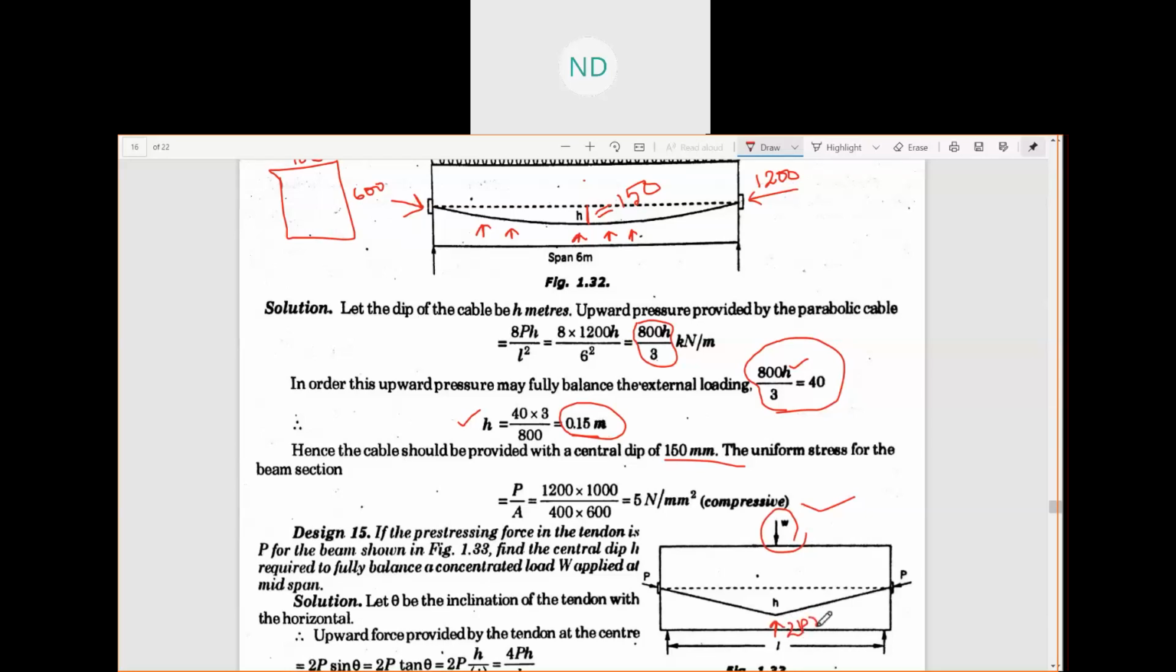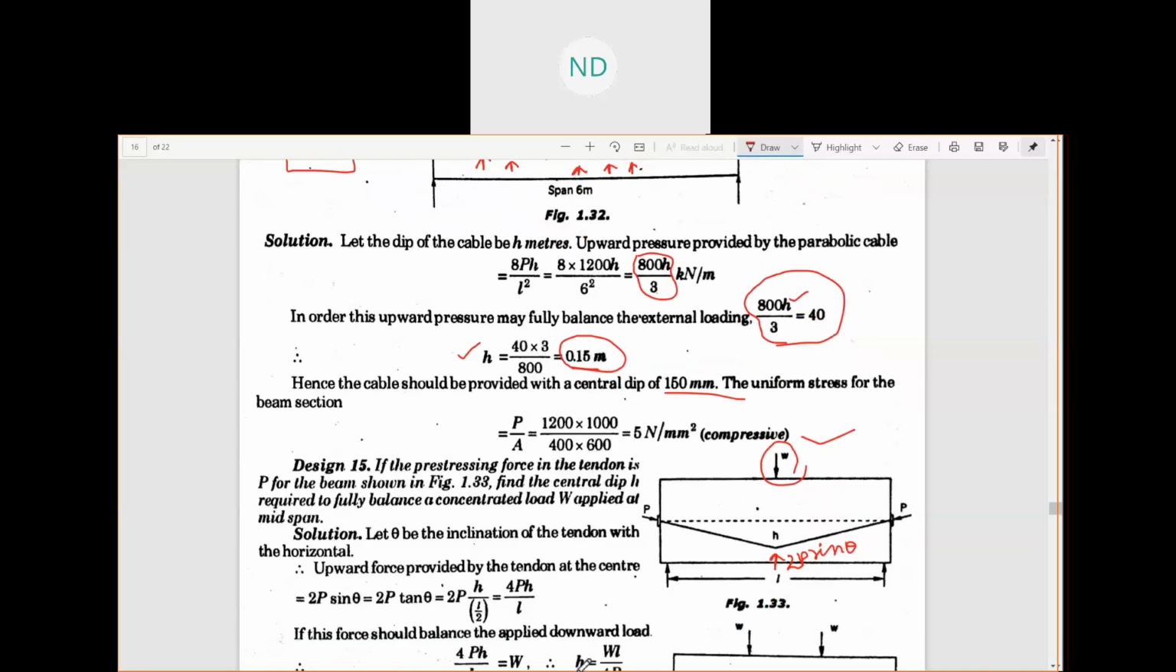2P sine theta. So, if the pre-stressing force in the tendon is P, for the beam section in this figure, find the central dip H required to fully balance the concentrated load W applied at the mid-span. So similar to the previous question, here also you have to calculate the dip, but the only difference is that this is a triangular profile tendon, which will have an upward thrust of 2P sine theta.